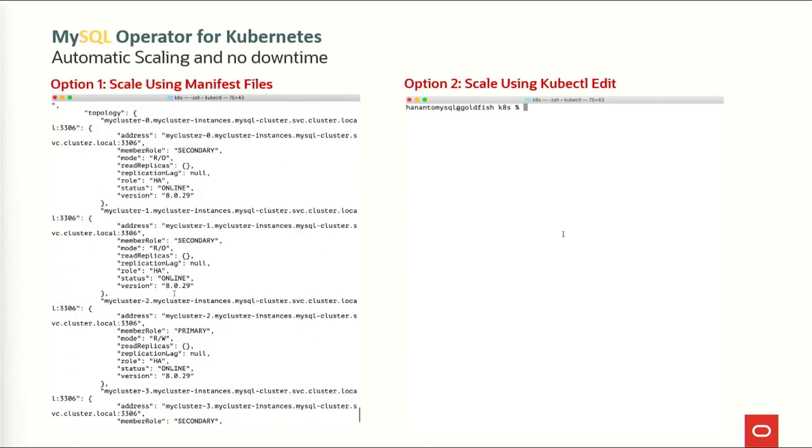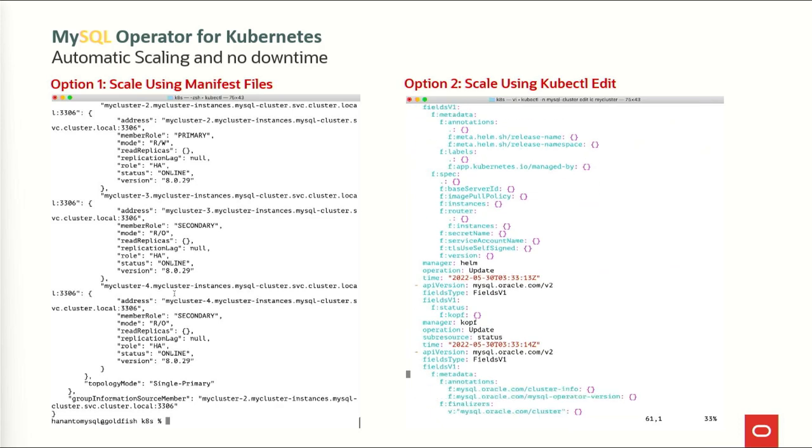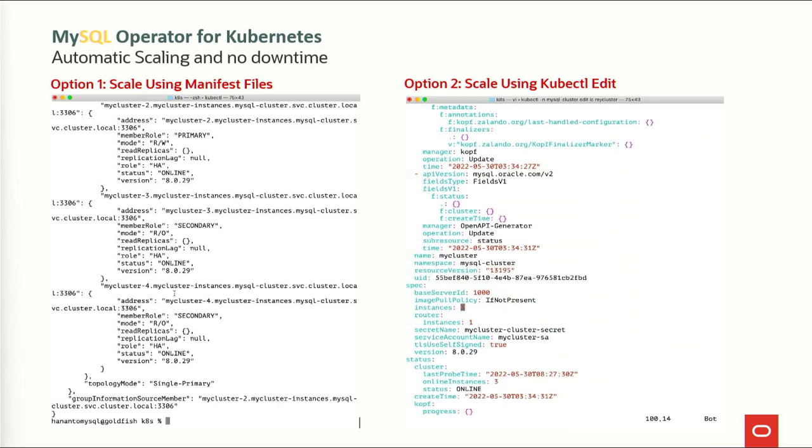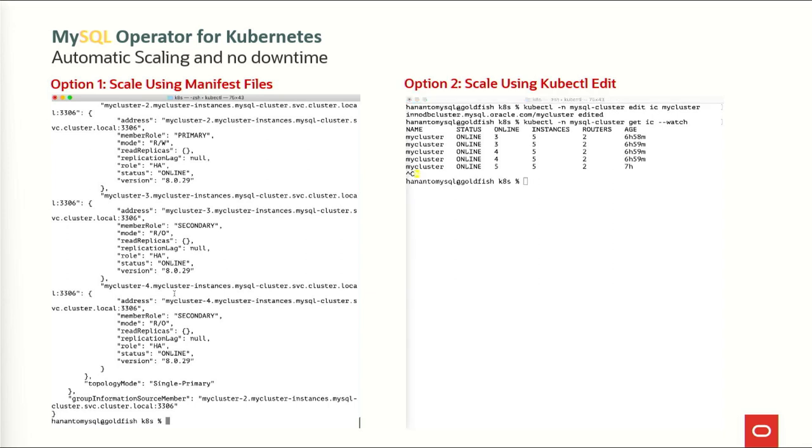We can also use kubectl edit if you think that using vi to edit the YAMLs is too much extra work. You can use kubectl edit to edit the InnoDB cluster's definition, set the instances from 3 to 5, and then just exit from that.